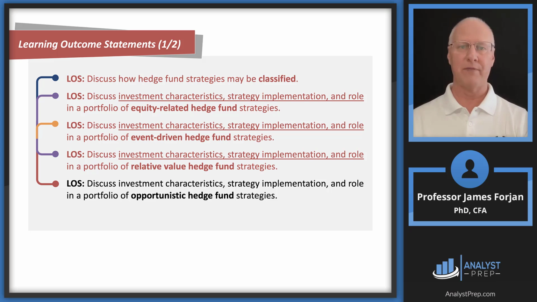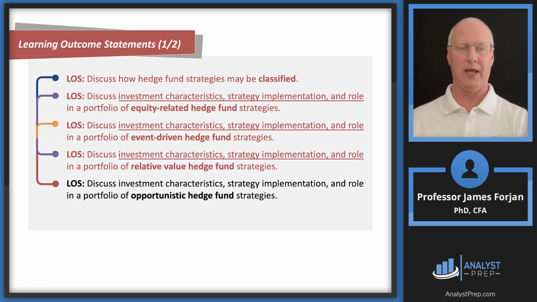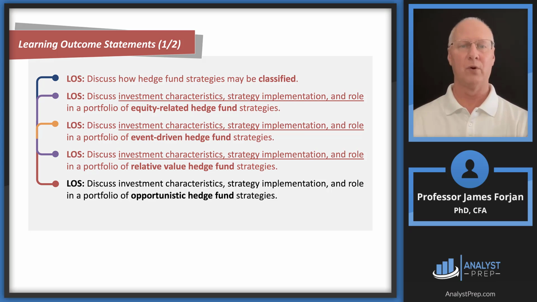And at the top of each of those index cards, I want you to write those words: equity related, event driven, relative value. We'll do that now in part 1. Then opportunistic, specialist, and multi-manager hedge fund strategies. Write those words across the top of each of those 6 index cards. And then down the left-hand column, I want you to write characteristics, strategy implementation, and role in a portfolio.